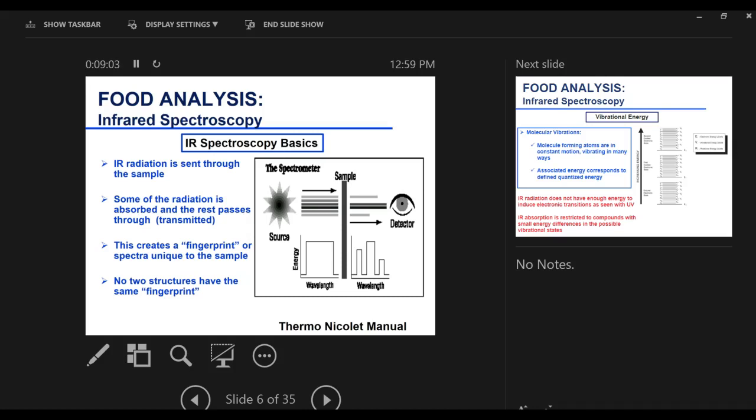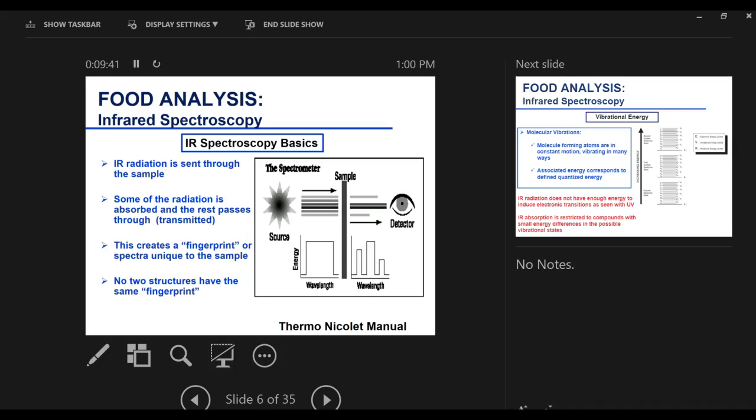So the principle is pretty much the same as we've learned so far. You have a radiation source, and that radiation source projects electromagnetic waves onto the sample. The different components absorb at different wavelengths, and then either the transmitted light, or we can also learn about reflectance of light, the reflected light, gets to the detector, and then you get a spectra.